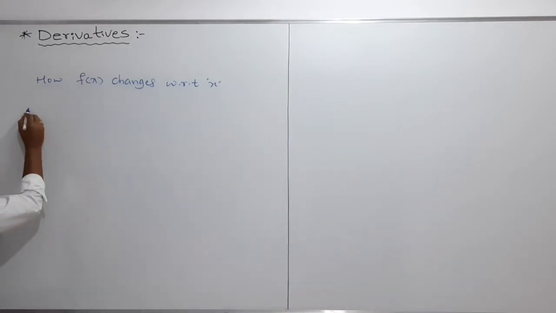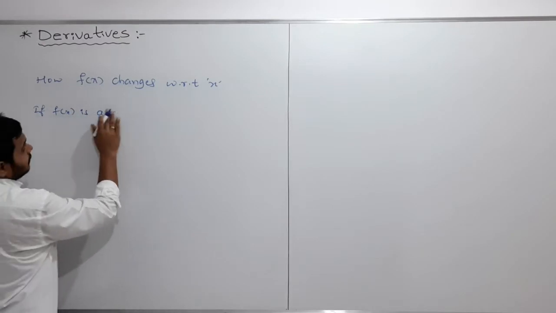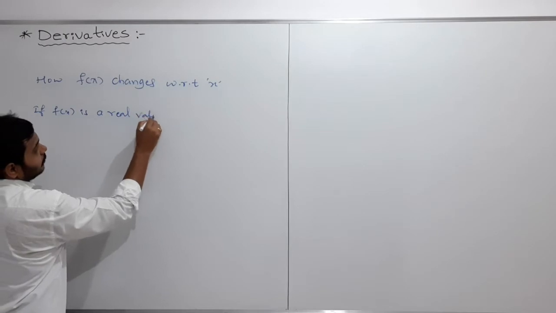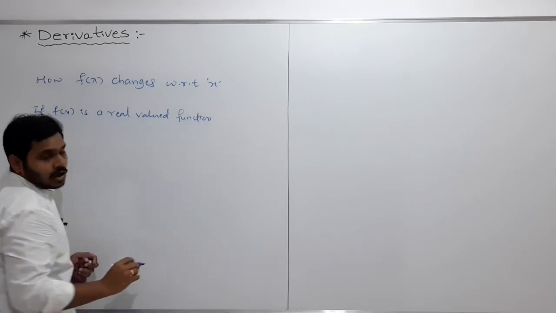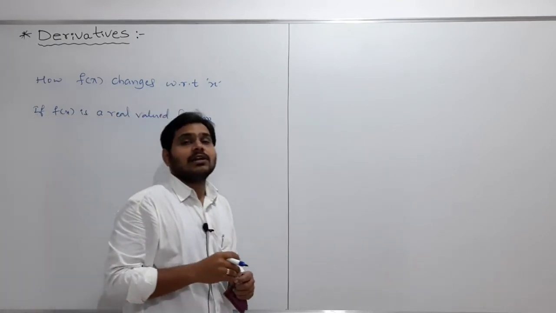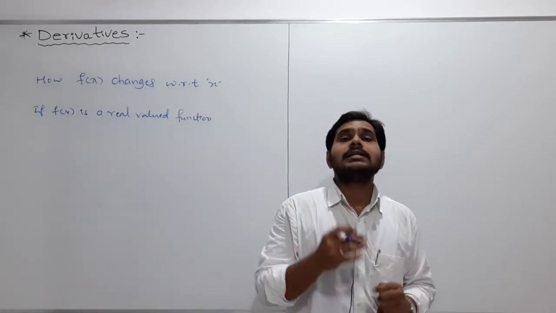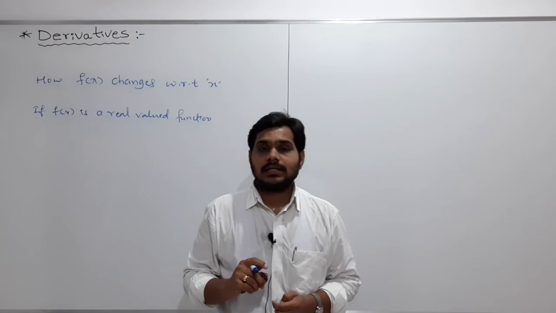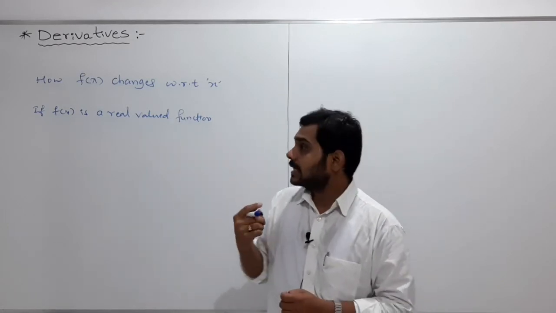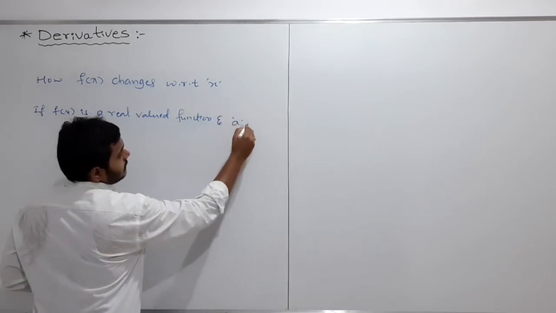First of all, if f of x is a real valued function, we already discussed what is meant by a real valued function. A real valued function means the range of the given function should be either the real numbers or a subset of the real numbers. We discussed that in the second topic, relations and functions. Clear?